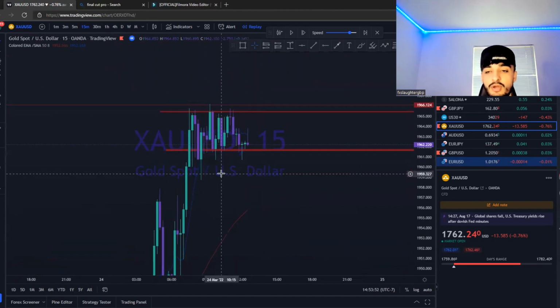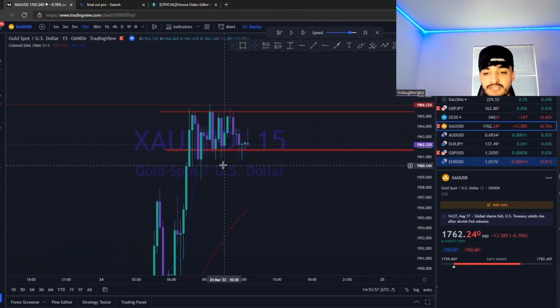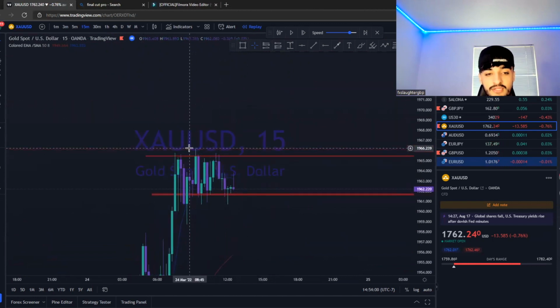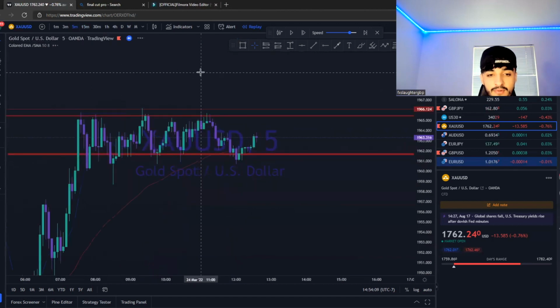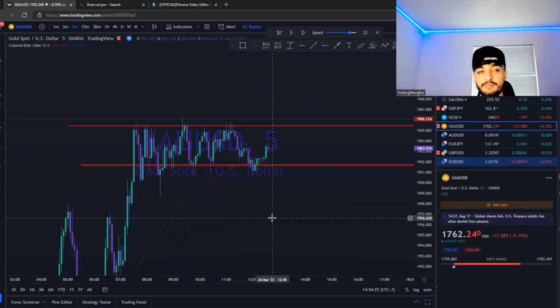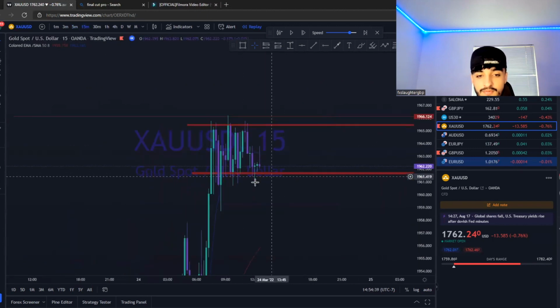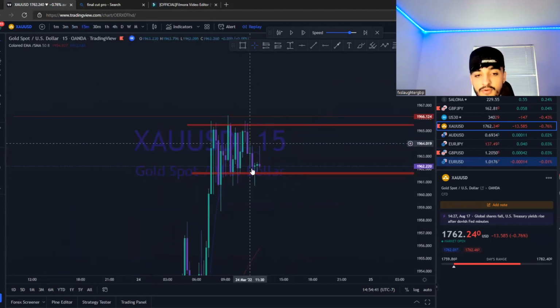So below support, I wanna execute on sells around 1960, and then for buys I want to execute around 1966.50, possibly. So let's lower down our time frame. This is why I like the 5-minute time frame. It gives you a much cleaner setup and it gives you more information regarding your setup. As you guys can see, if you look at 15-minute, it doesn't really give you a clean setup.